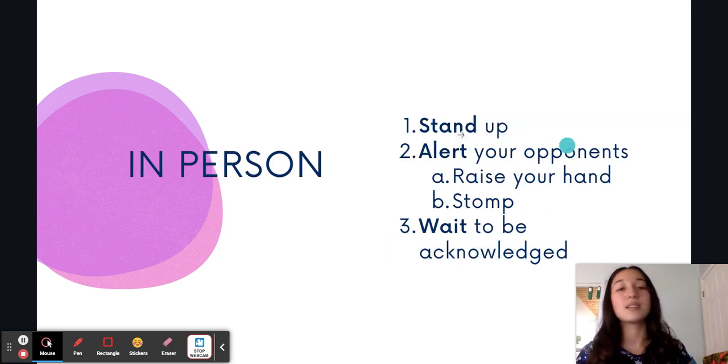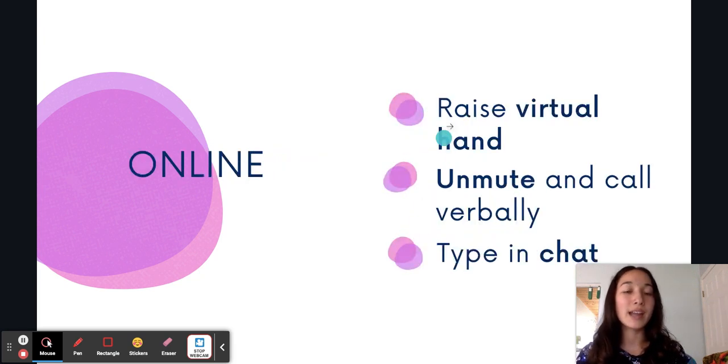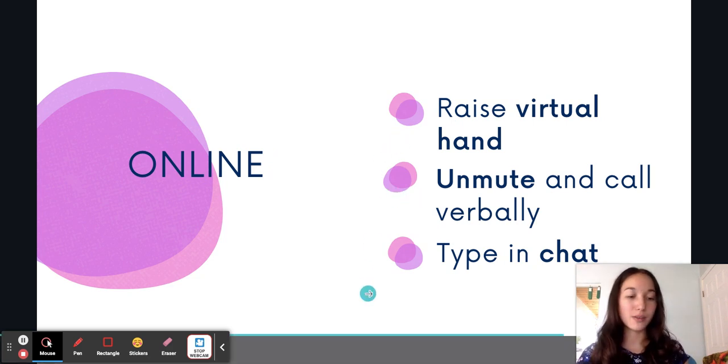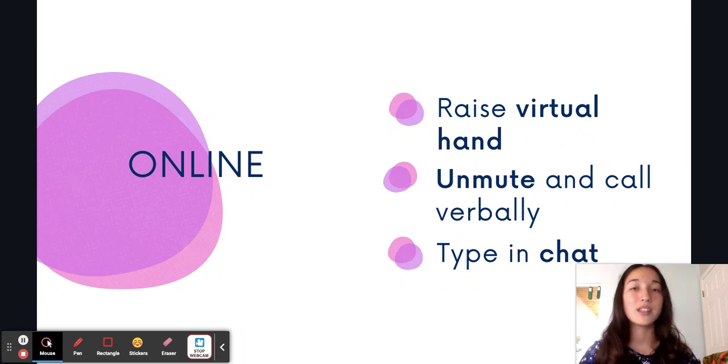In person, same instructions as a POI. You stand up, you alert your opponents, and you wait to be acknowledged. And online, same thing, you raise your virtual hand, you can unmute, or you can type it in the chat. Now, note that not all tournaments accept POCs, and so you want to read the tournament handbook before you compete.